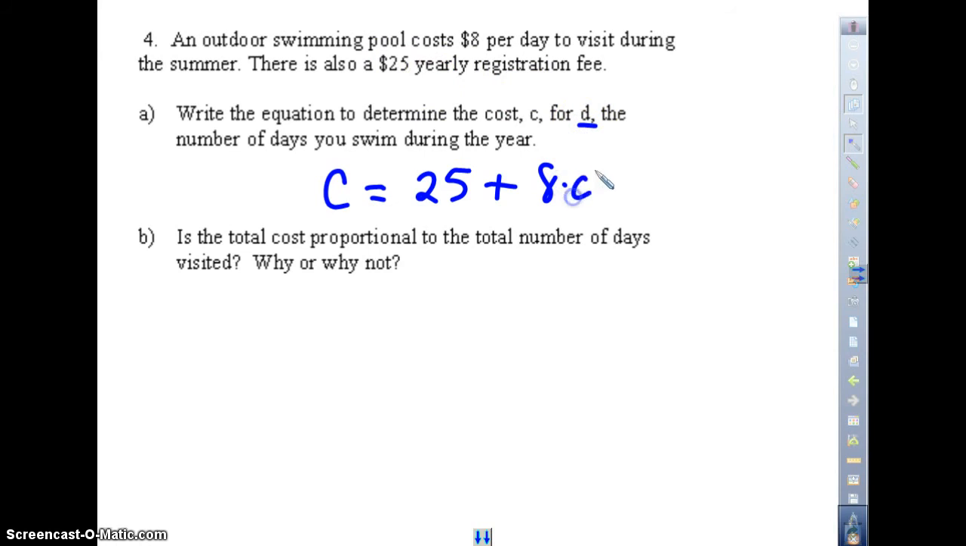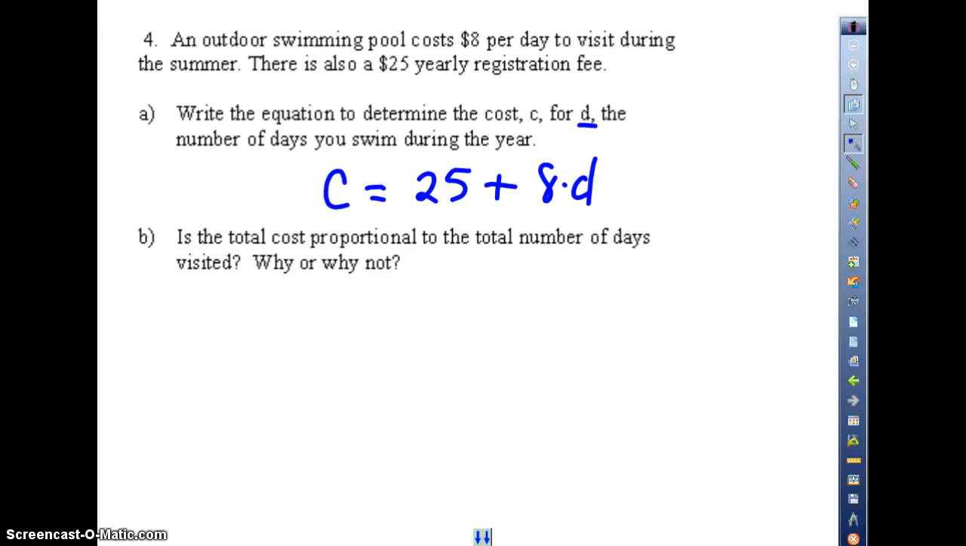8 times D for the number of days that you go, right? So if I go 3 times, it's going to be 3 times 8. That's 24 plus the initial registration fee of $25. I'm hoping that we all can get to that point where we can take the words and change it into an equation. Raise your hand if you feel like you had an okay time writing the equation for part A.